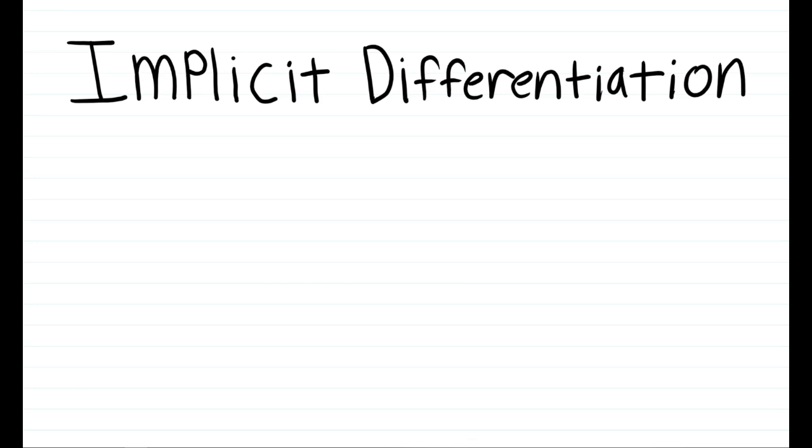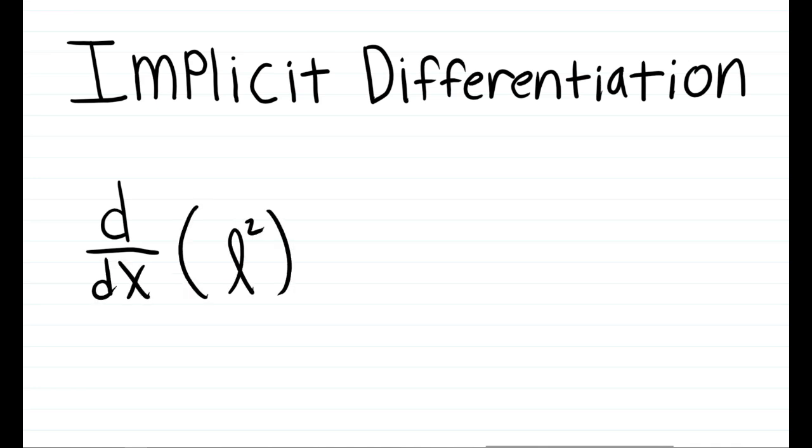Implicit differentiation is used when deriving a variable with respect to a different variable. For example, what would be d/dx of L squared? In this example, we're deriving with respect to x. That's why we have d/dx in the bottom. But we're differentiating a variable L.